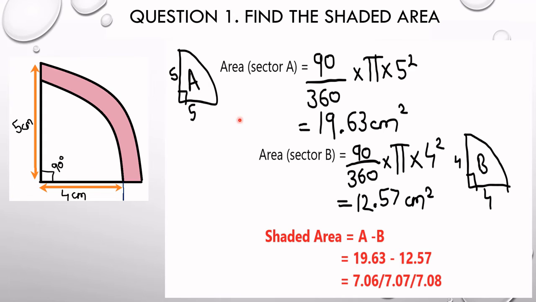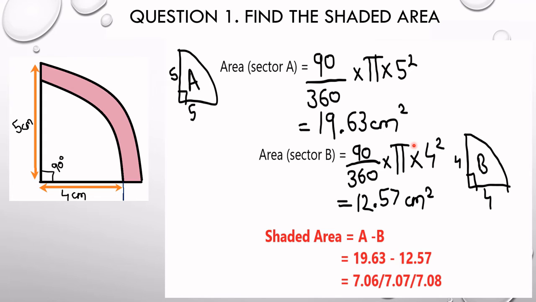So the area of sector A, which is this entire thing, I have drawn a rough diagram here to avoid confusion. It is 5 centimeter as the radius. It becomes 90 upon 360, it's a right angle, into pi r square. You get 19.63 centimeter square. Similarly, the area of sector B, which has a radius of 4 centimeter, the angle is still 90. So it becomes 12.57 centimeter square.